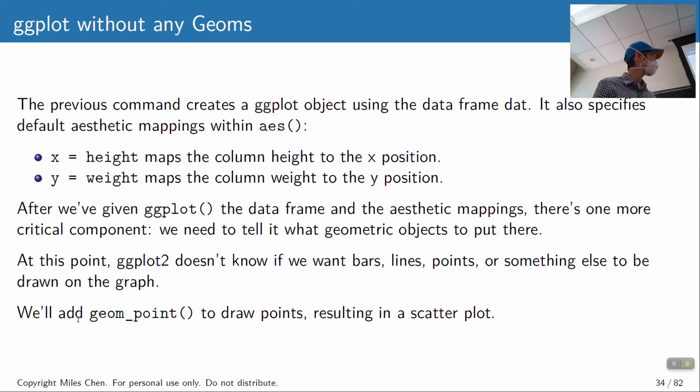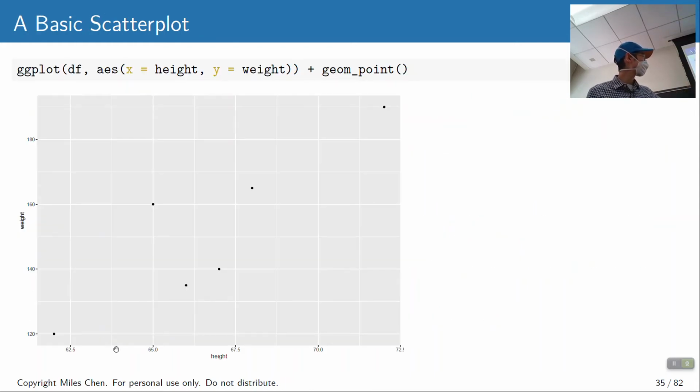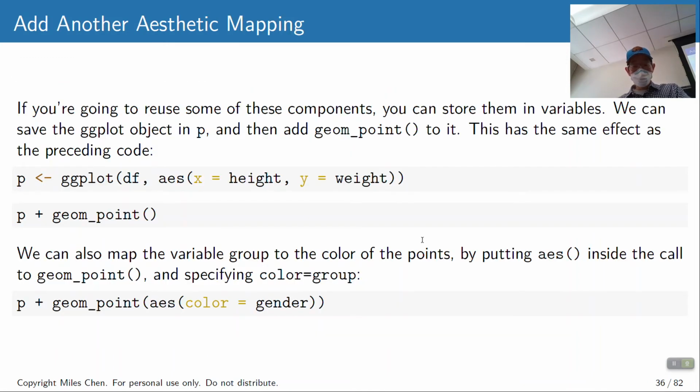And so here I'm going to say, let's add a geom point. So here we said height goes to x, weight goes to y. And we're going to just say, you know what? Add points. Okay? So it goes through our data. It looks at our data. It says we've got 6 points. We're going to graph those 6 points here. Okay? Now, if we want, we can also map, say, the value gender to the color.